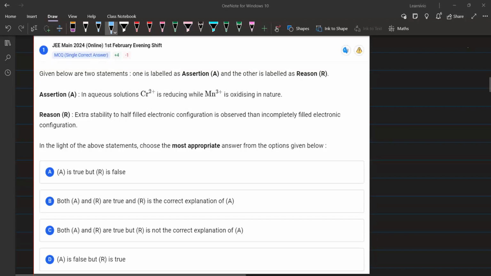Okay, please see. In aqueous solution, Cr2+ is reducing. What does reducing mean? This acts as a reducing agent. If it is acting as a reducing agent, then what will it do? Cr2+ oxidizes easily. What they mean is Cr2+ will oxidize easily.